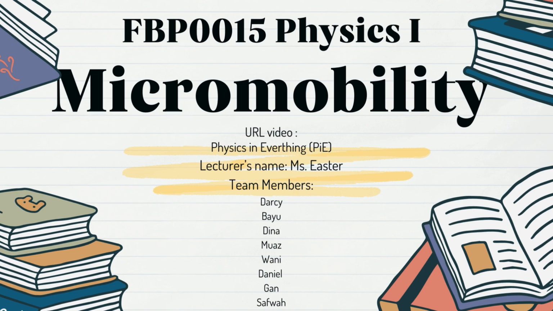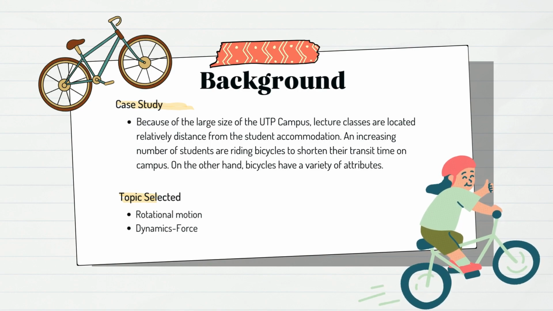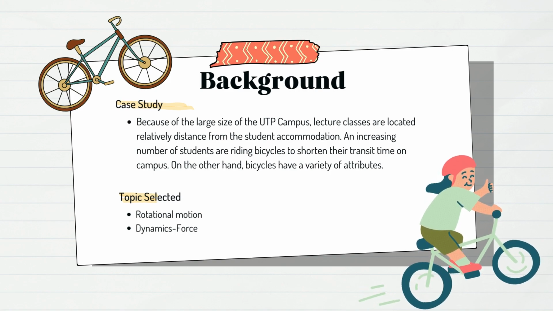Before I explain about micromobility, let us check out what's our background. We all know that UTP is a huge campus. Based on information from UTP website, UTP is nestled in 400-hectare area. Due to the large size of our campus, students are facing some problems. Example, going from Village 1 to Pocket D took almost 10 minutes by walking. As a result, many students started to ride bicycles to shorten their transit time in campus.